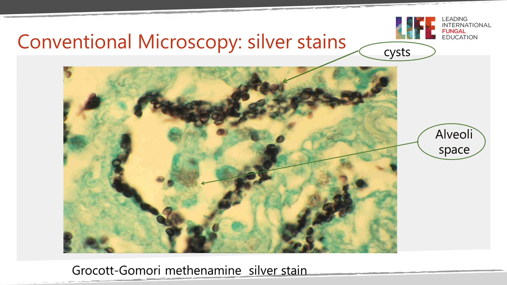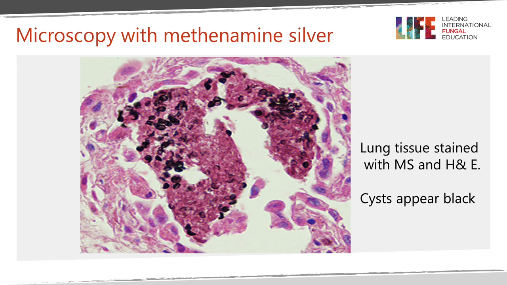Now, this image shows conventional microscopy using silver stains, and we can see the alveolar space right there. That is what is looking white or yellowish on your screen. And then you can visualize the cysts, the round circular organisms all around the alveolar space would be the pneumocystis pneumonia cysts. This is a tissue biopsy. So this is a lung tissue that has been stained with H&E and also the methenamine silver. And you can see the cysts appearing black all over the lung tissue biopsy, especially in the left upper quadrant coming towards the middle of the slide.